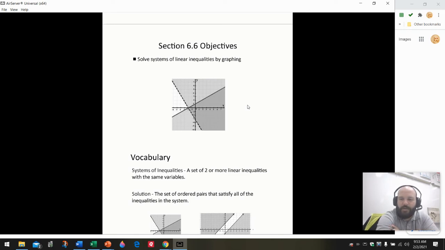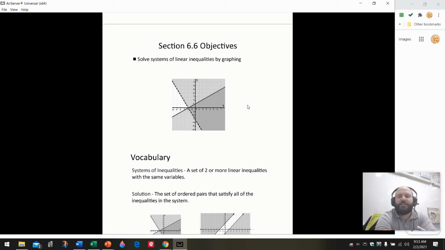Okay, hello everybody. So today we're going to begin our discussion in Chapter 6, Section 6. And what Chapter 6, Section 6 deals with is solving systems of linear inequalities by graphing. So there's a lot in that sentence of what I just described. So let's take a real quick look at what that actually is.